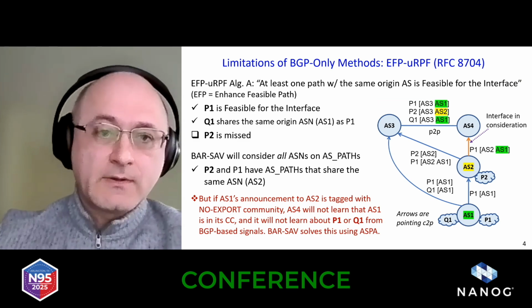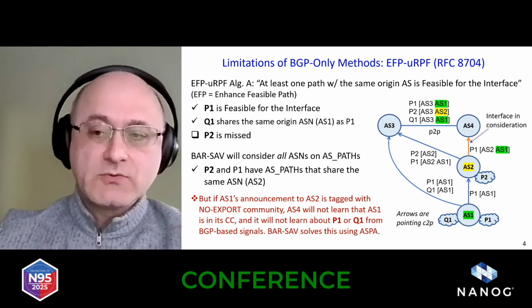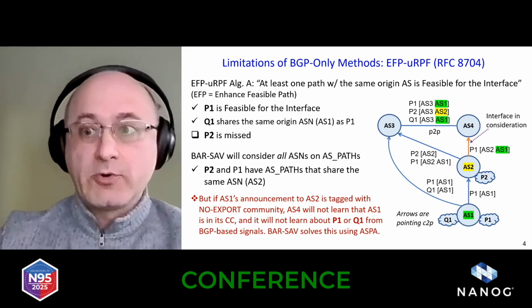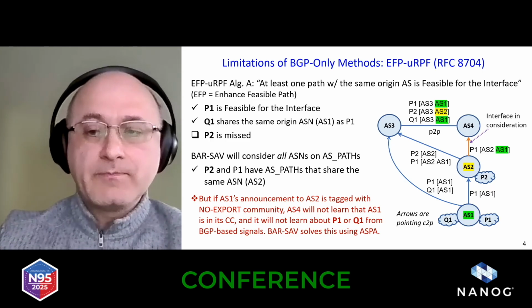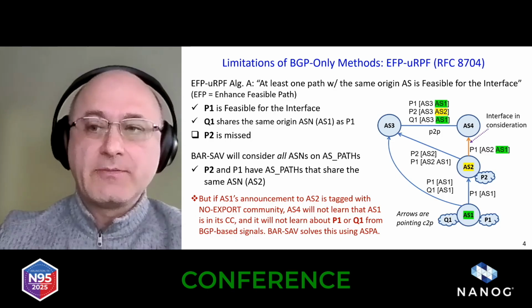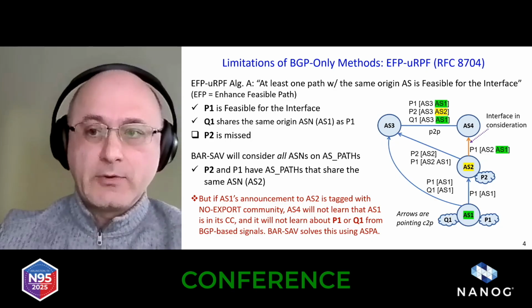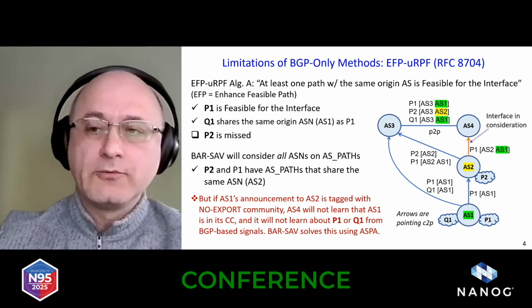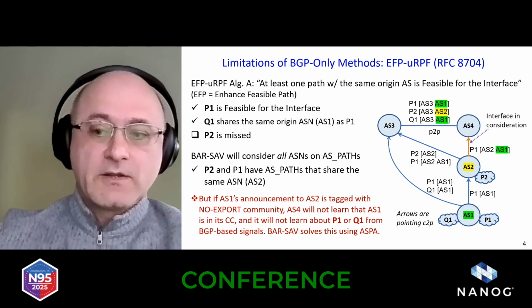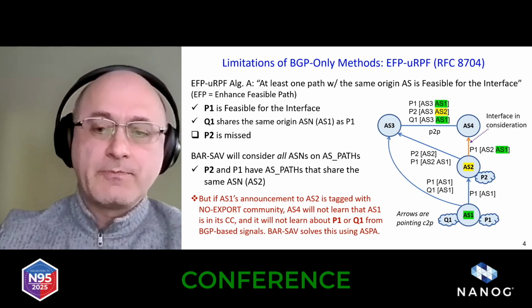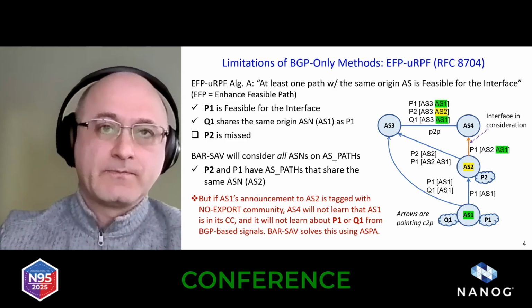Well, that's great. What if AS1 published prefix 1 to AS2 with no export? In that case, AS2 would have nothing to announce to AS4, and that BGP signal would just not be available. There would be no feasible path from AS4's perspective on the interface with AS2. So that basically shows that information purely based on BGP is never going to be sufficient.